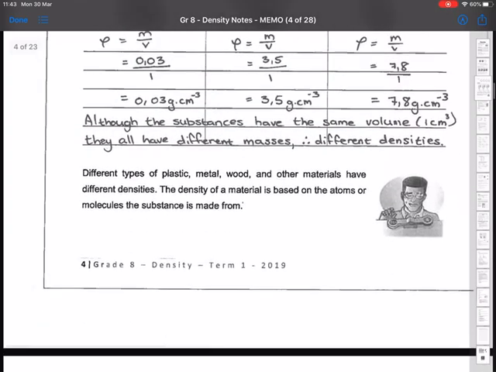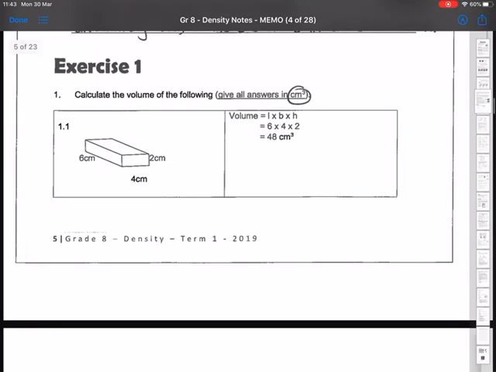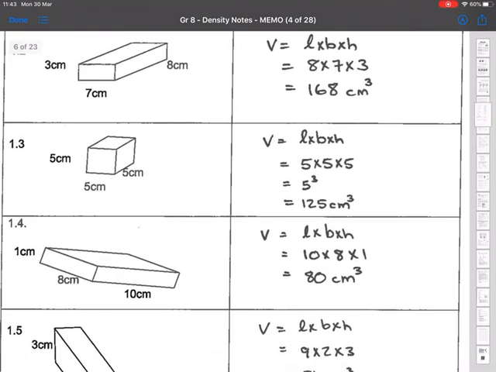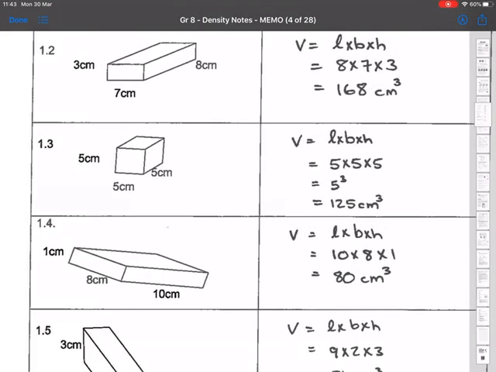Alright, so in the last video I asked you to do exercise 1. We did 1.1 together. 1.2, please mark your work. If you send me a link in a private chat in Teams, I can send you a PDF version of this memo. So 1.2 should have got 168 centimeters cubed.